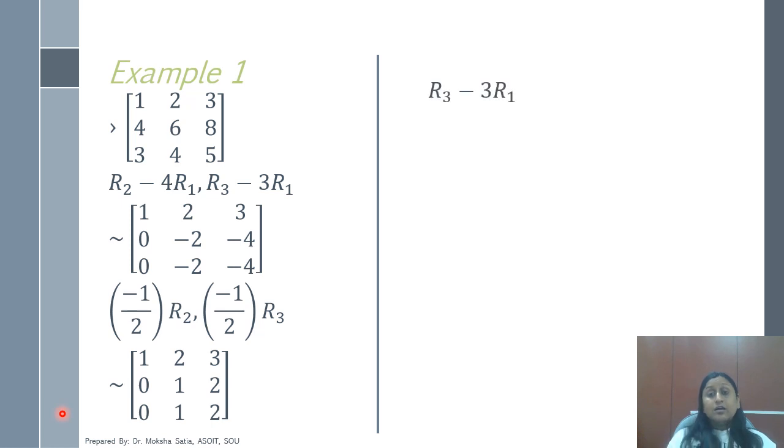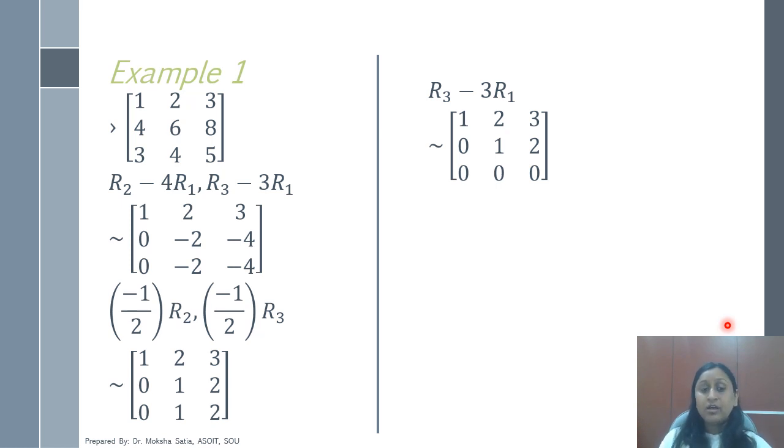So let's subtract the second row from the third row. We'll have the resultant matrix as 1, 2, 3, 0, 1, 2 and 0, 0, 0. You can see I applied the operation R3 minus R2 and that's why I have the zero row at the bottom. If I made the operation R2 minus R3, this zero row would be in the place of the second row, so we would need to interchange. So doing it the smart way, I subtracted the second row from the third row and that's why the matrix is in row echelon form.